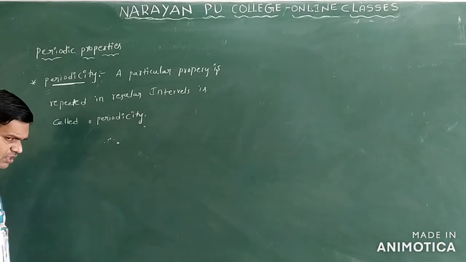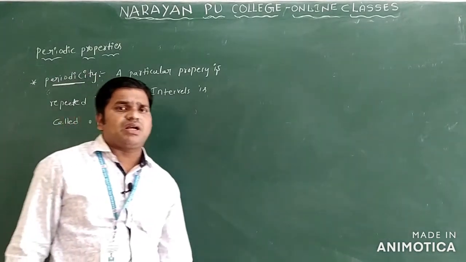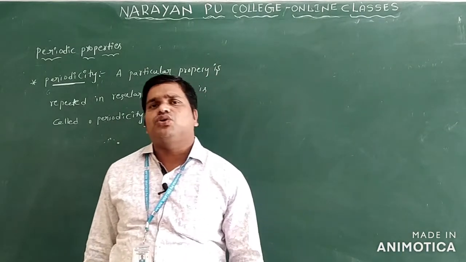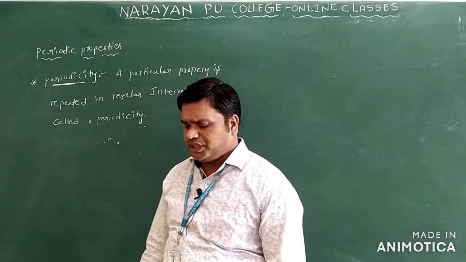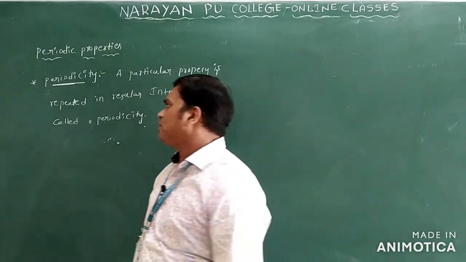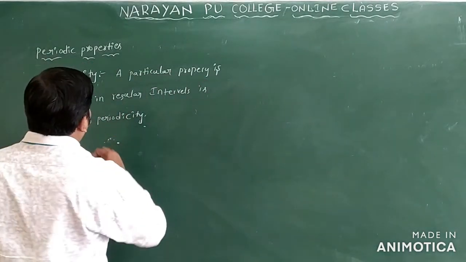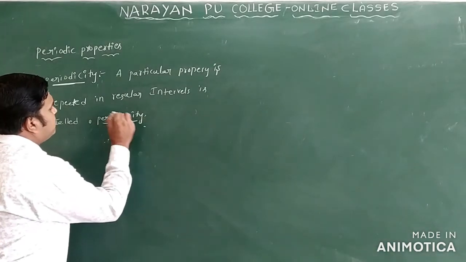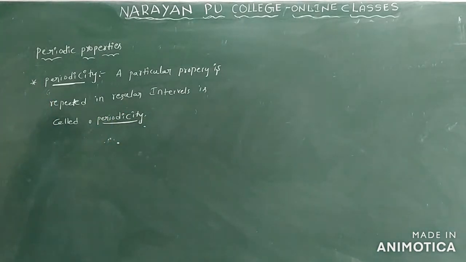As I told here, when the elements are arranged in increasing order of the atomic number, some properties are repeated at regular intervals. Those are called periodicity. The properties which are repeated we call periodic properties. A particular property repeated at regular intervals, with the atomic number as the basis, is called periodicity.